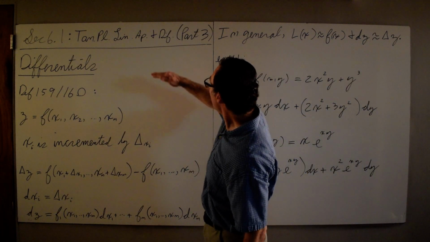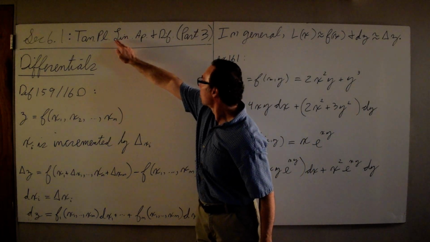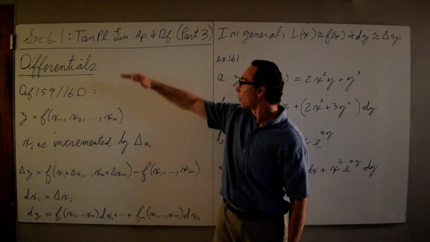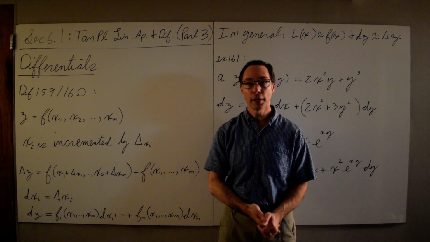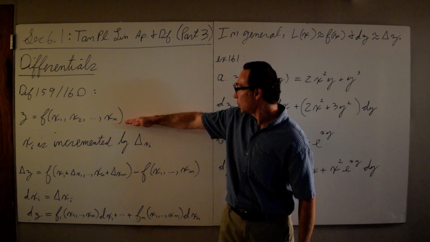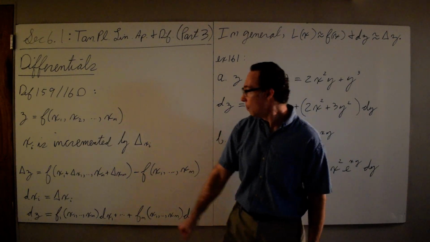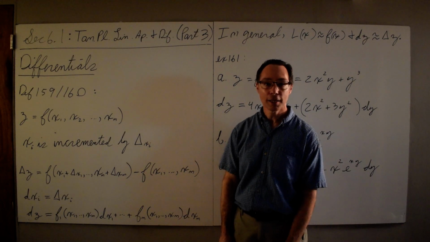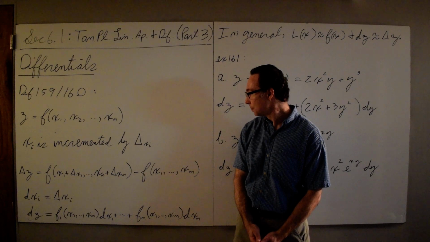This is the third video on section 6.1, tangent planes, linear approximations, and differentials. And in this video, we're going to focus on the differentials. And so again, what we're doing here is similar to what we did in Calculus 1, except we have a function of n variables and not just one. Each variable, x sub i, is incremented by a delta x sub i, as opposed to in Calculus 1 we just had x incremented by delta x.